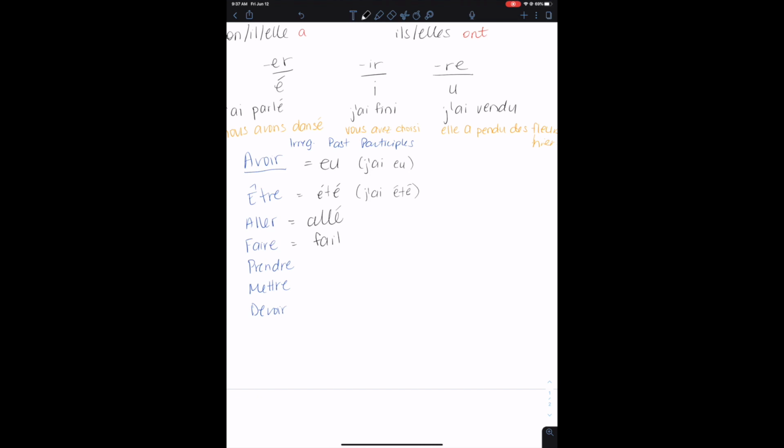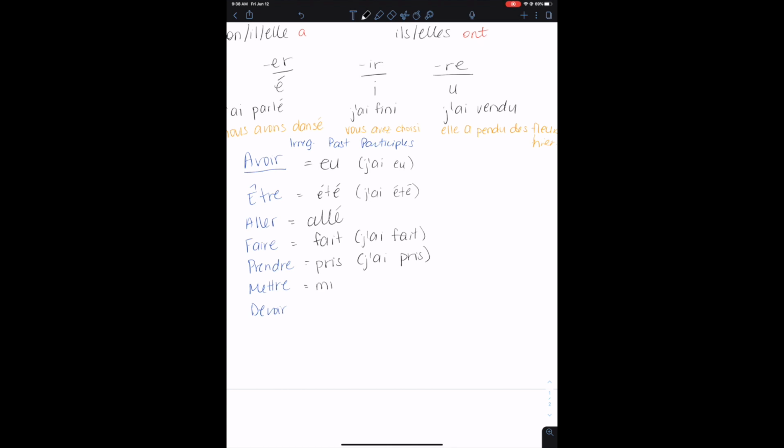Faire turns into fait. So j'ai fait, I made something. Prendre is pris. J'ai pris, I took something. And remember, these ones all work for anything that ends in prendre, like comprendre, apprendre, so appris, compris, those are the same endings there. So as long as it has a prendre in it, it's going to follow that same pris ending.